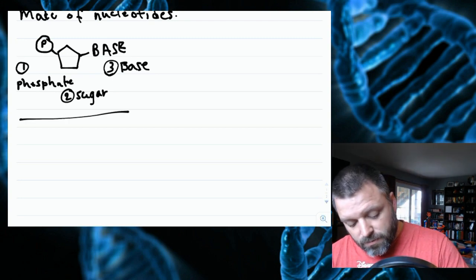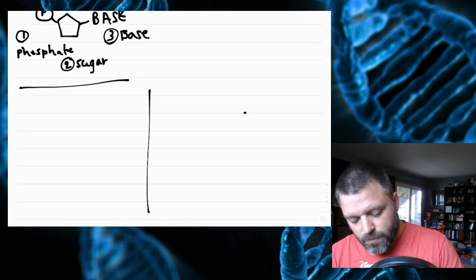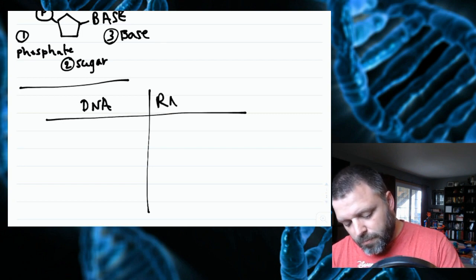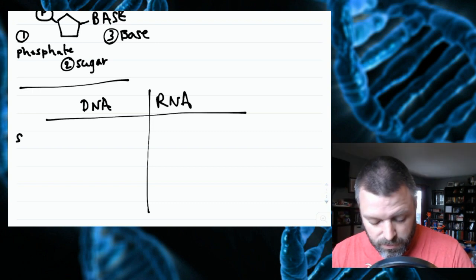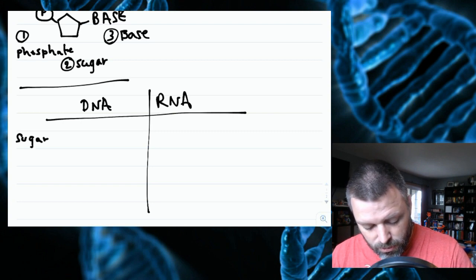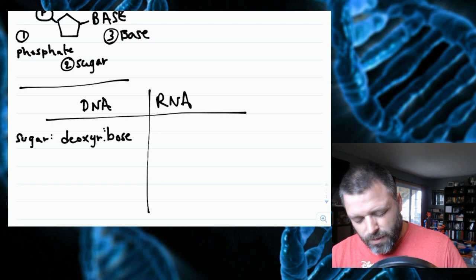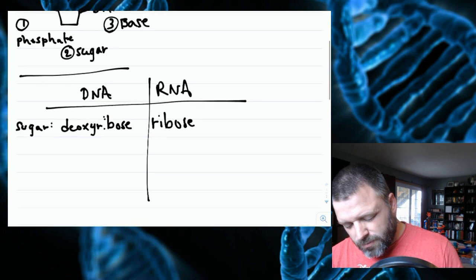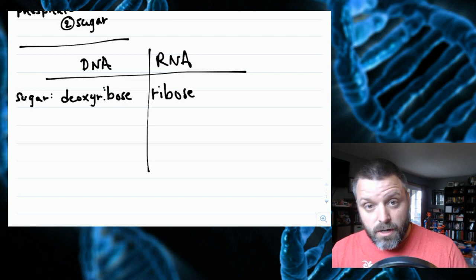Now, there are some differences between DNA versus RNA. So I'm going to make a two-column table here, and I'm going to have DNA on this side, and I'm going to have RNA on this side. Here are the main differences between DNA and RNA. The sugar in DNA is deoxyribose, while the sugar in RNA is just plain ribose.